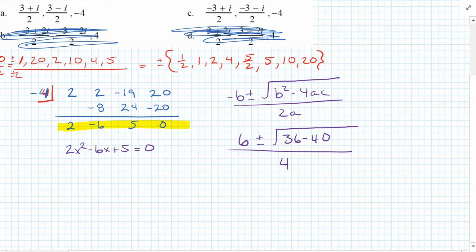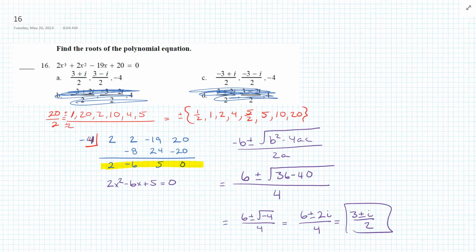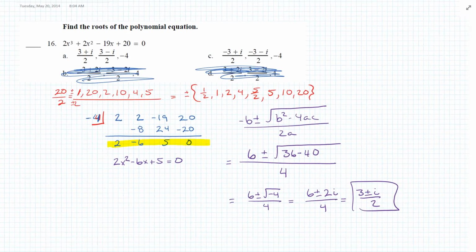Okay, so I can rewrite this as 6 plus or minus the square root of negative 4 over 4, which could be 6 plus or minus 2i over 4, which can be simplified. We can factor out a 2. 3 plus or minus i over 2. So I'm looking for 3 plus or minus i over 2. Answer's A.